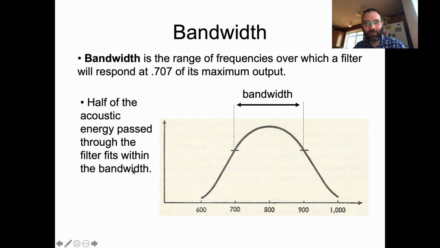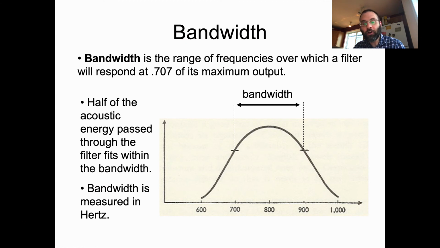That will fit within the bandwidth. Yeah, so that's why it's the square root of 1/2, is you're trying to get half of the power of the original waveform through this filter. And whatever range is defined by the bandwidth is what gets you that. Bandwidth is measured in hertz.